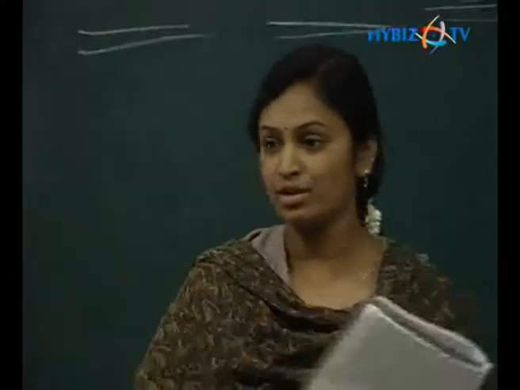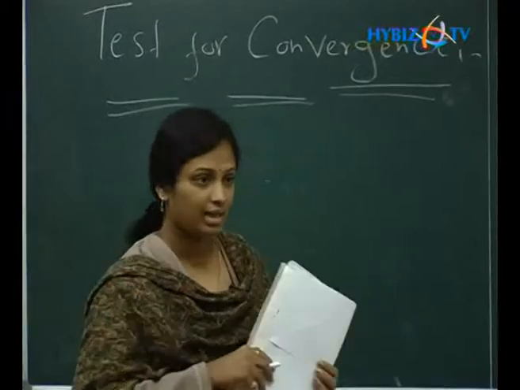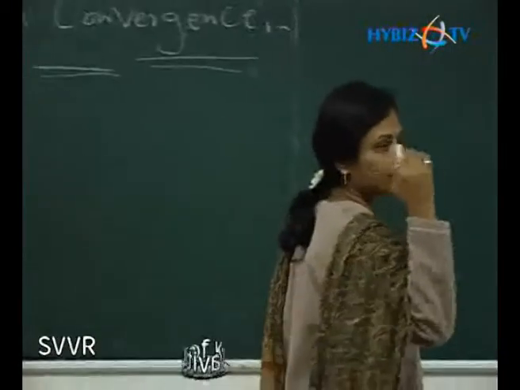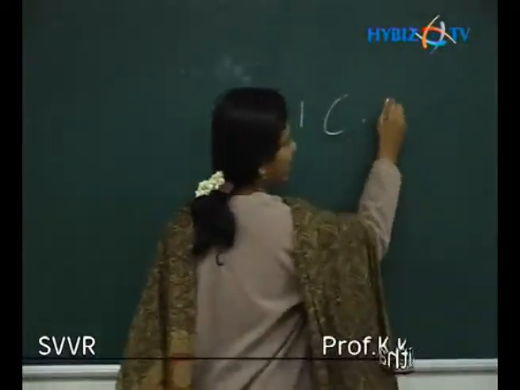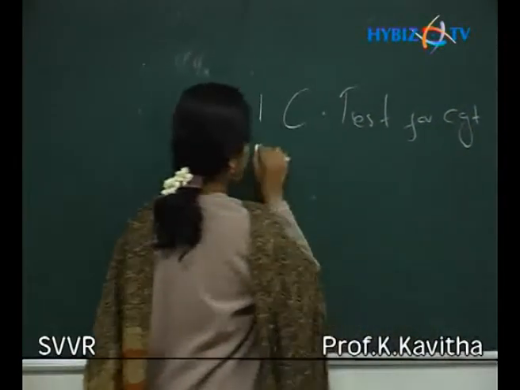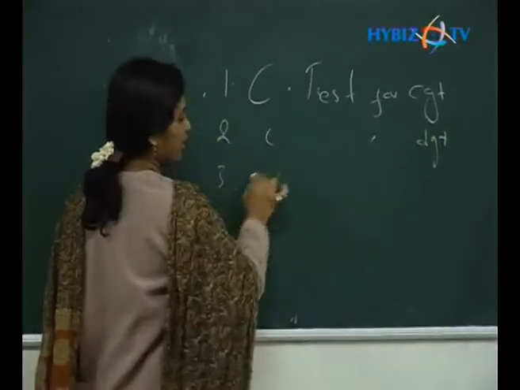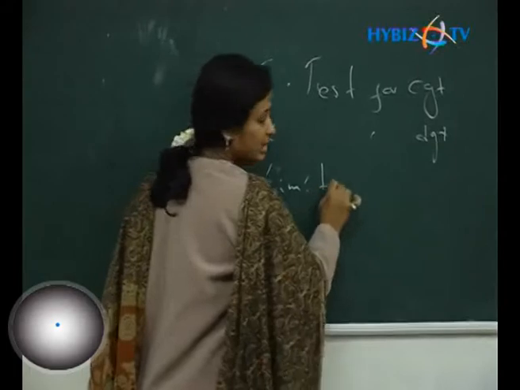Last class we discussed it, no? So what's that comparison test? So three statements. What's the first one? Comparison test for convergence. Then the second one, comparison test for divergence. And the third one, limiting form, isn't it?